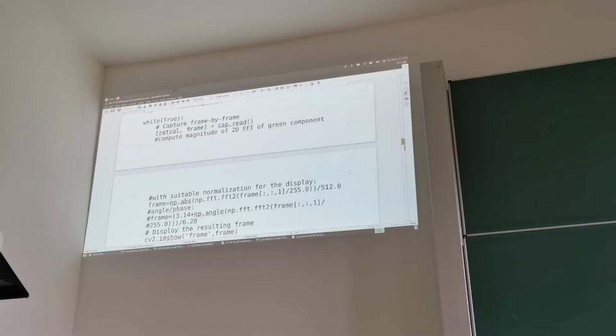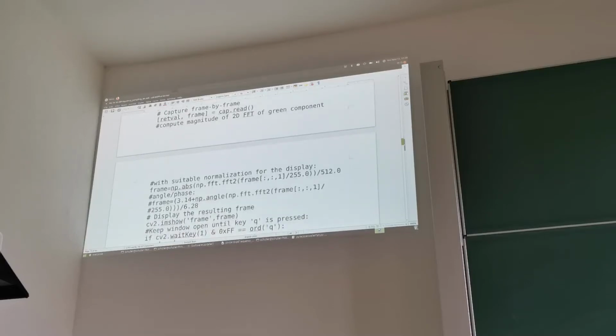So we read in one frame, and we have a return value here, which is basically a binary value which tells us if the reading was successful. So frame is now this three-dimensional tensor, rows times columns times primary color. And here we can now apply the two-dimensional FFT to the green component, which has the index 1 in the primary color index.